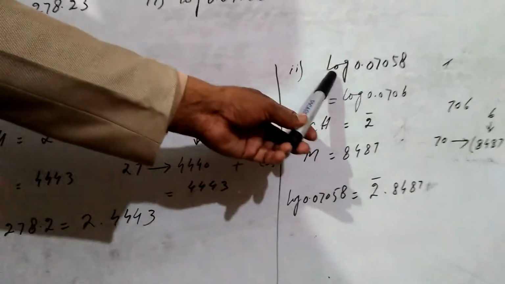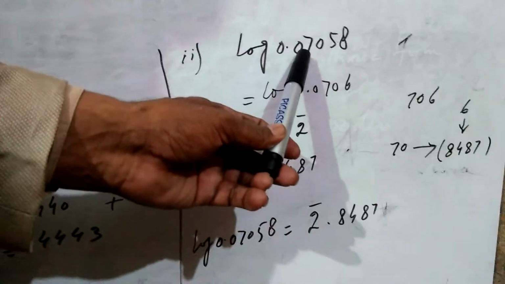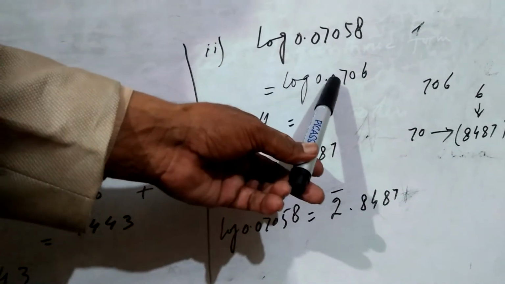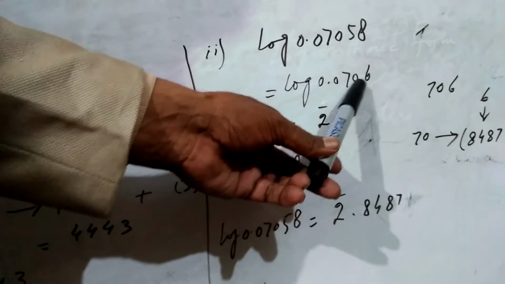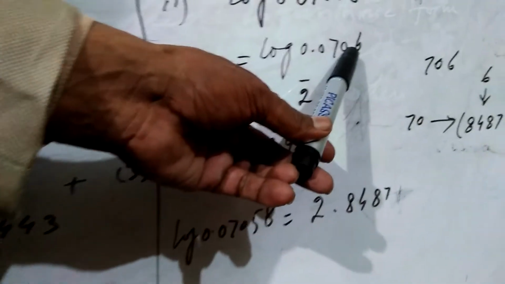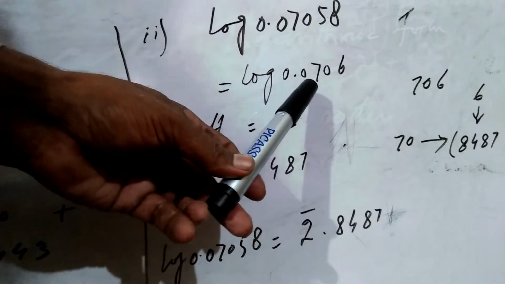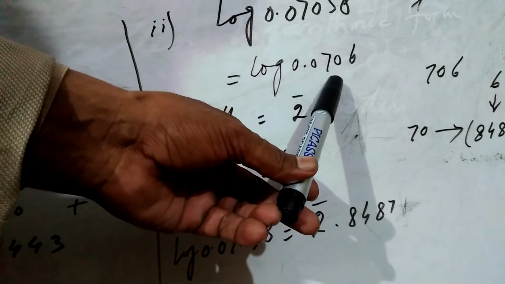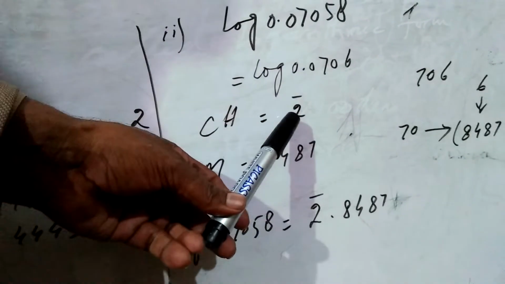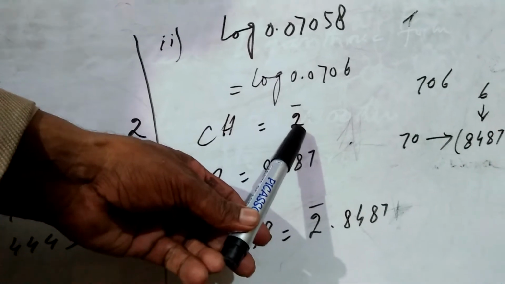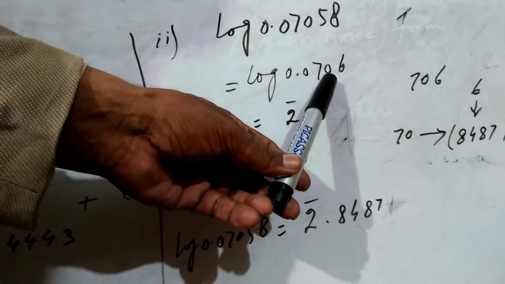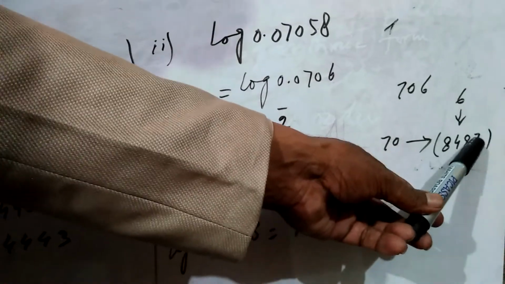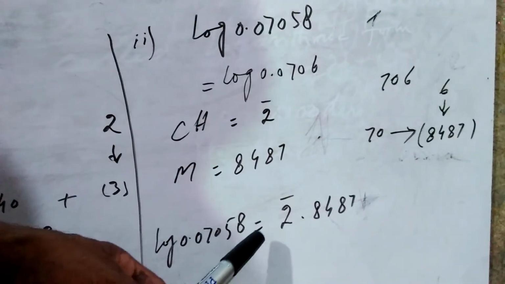In part 2, log of 0.07058, so we can write it in 4 decimal places, 0.0706. In scientific notation, the power of 10 will be minus 2. So our characteristic is minus 2, and parallel to 70 below 6 we get 8487. So this is our mantissa.